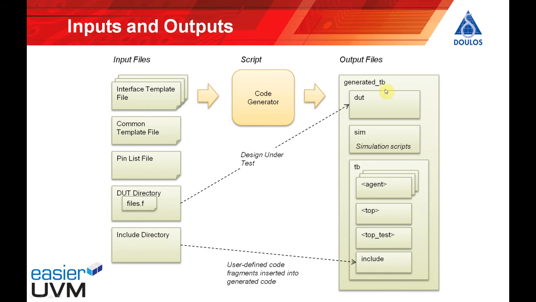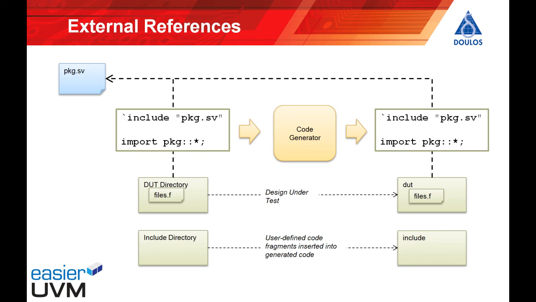Most of the time, the output files are going to be self-contained. That's why the code generator script copies over all the DUT files and the include files into this output file set. You can take that output file set and use it as your master file set for your project. The one exception is if there are any external references within the input file set.